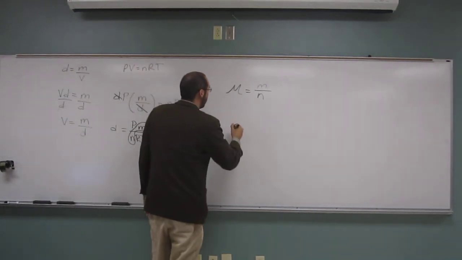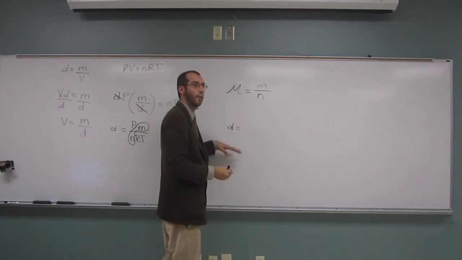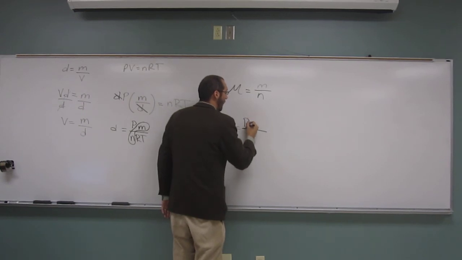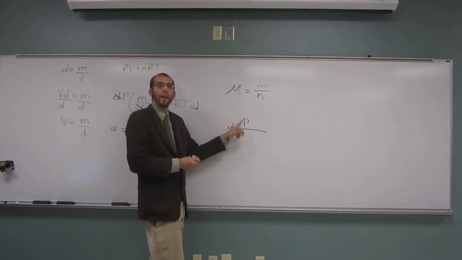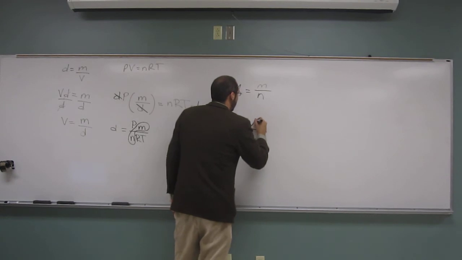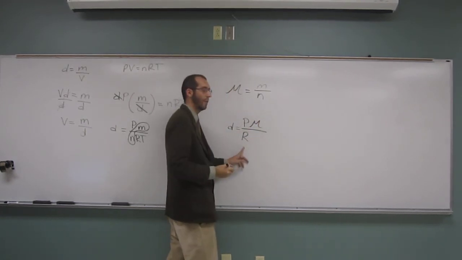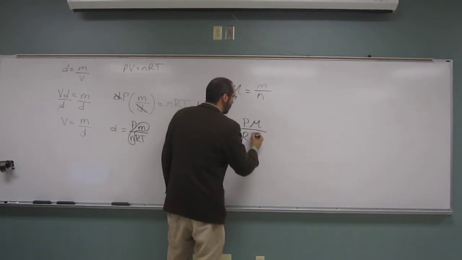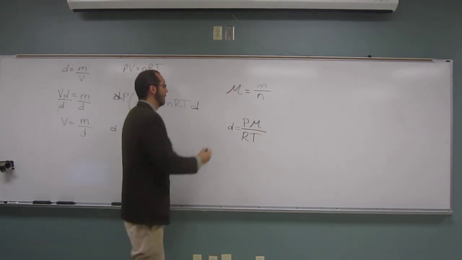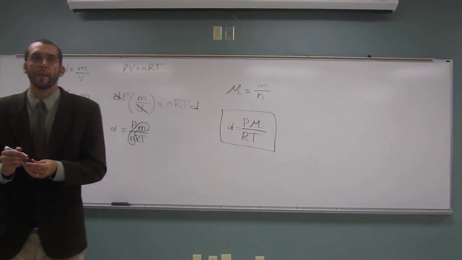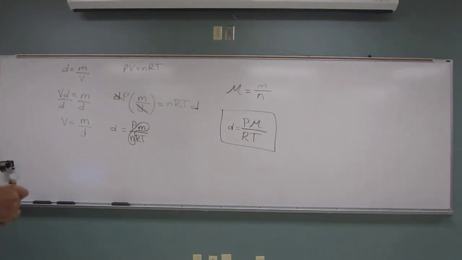So in other words, the derived equation is density equals pressure of the gas. So this is the density of the gas equals the pressure of the gas times the molar mass of the gas divided by the ideal gas constant times temperature, okay? So that's the derived ideal gas equation for density, and that's how to do it. So, any questions on doing this thing before we kill this video?